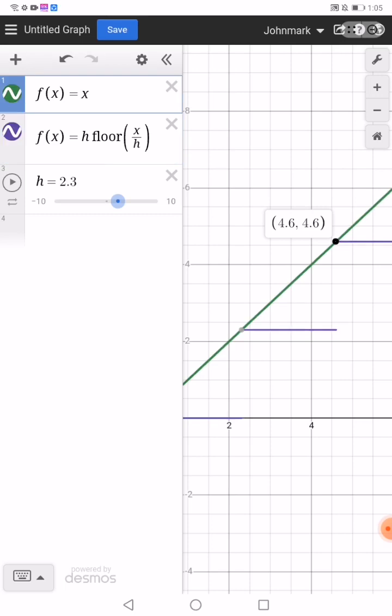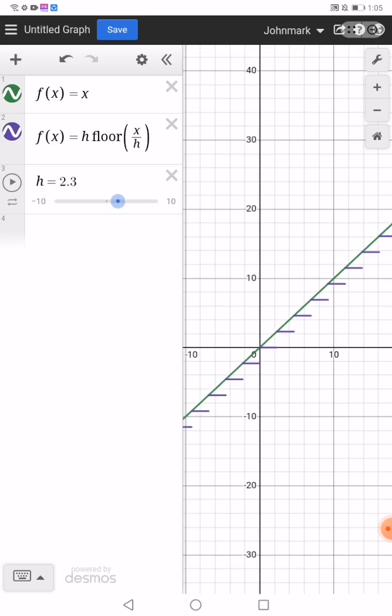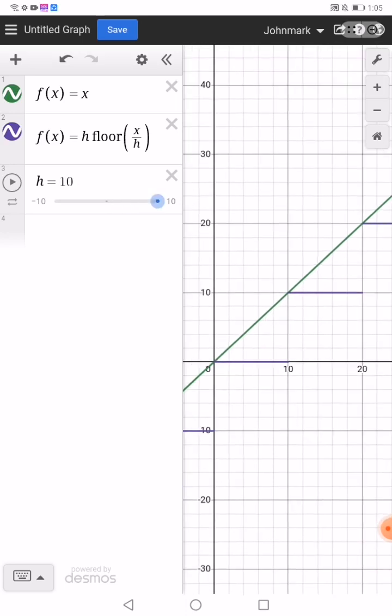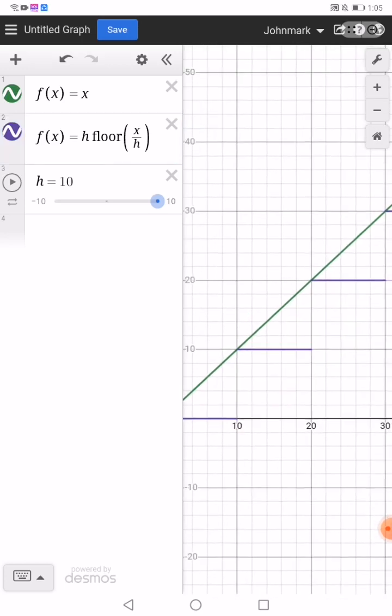Now we try to put this into a higher scale, to 10 units, and you can see that it will be 10 units length of steps. So that is how we convert this real number x into a floor function of desired length.